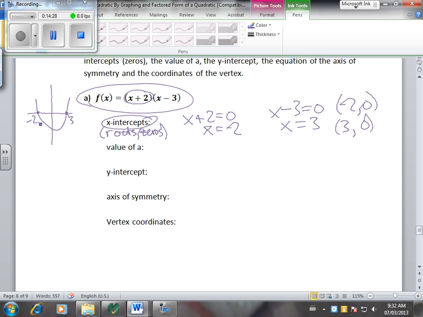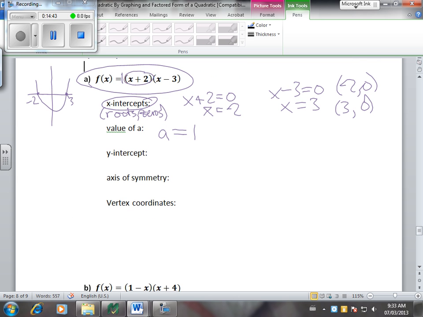To find the value of a, we can look here. Since we're starting in factored form, a is right there, so we know that a equals 1, because there's not a number there. If there was a 3 there, then a would equal 3. To find the y-intercept, since we don't have the graph to look at, we can use the formula c equals a times r times s. So 1 times negative 2 times 3, and we get negative 6.